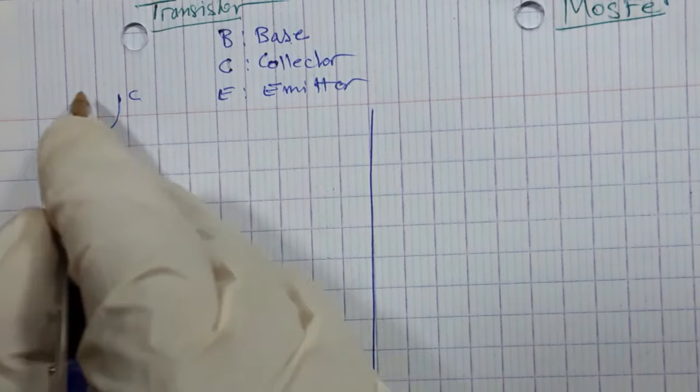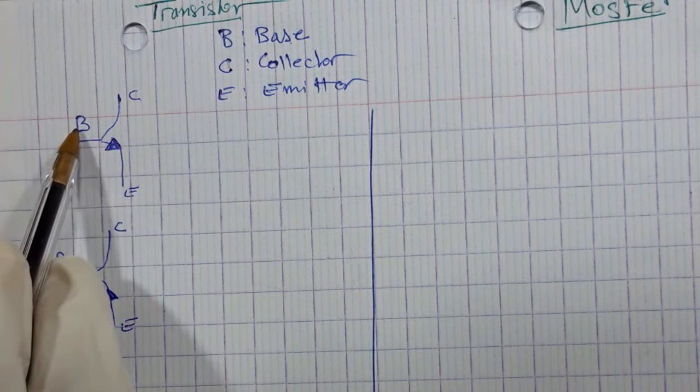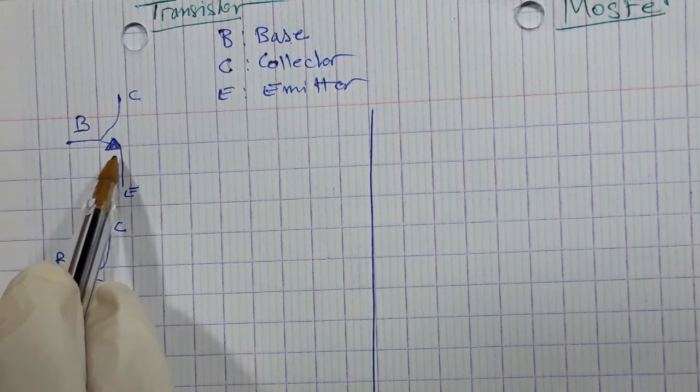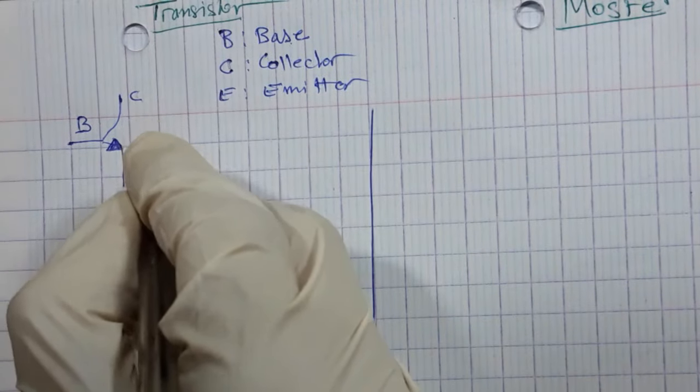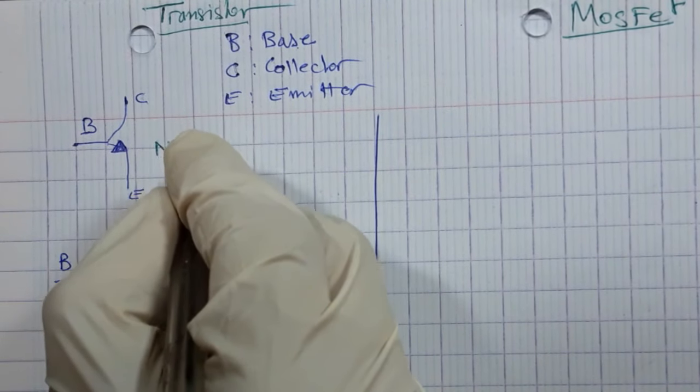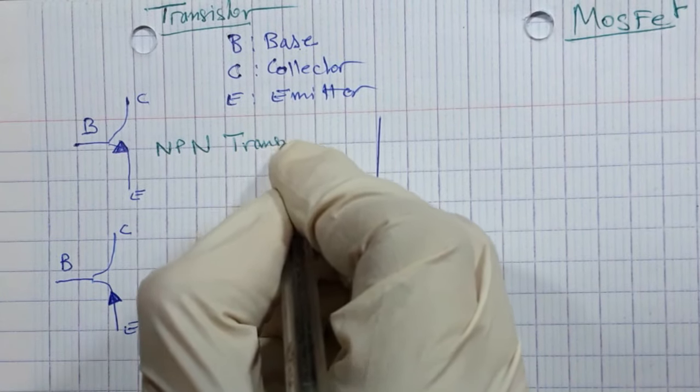This type of transistor, where the arrow goes from base to emitter, this is NPN. This is an NPN transistor.